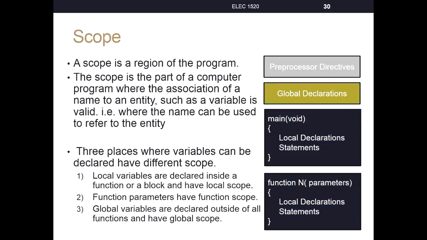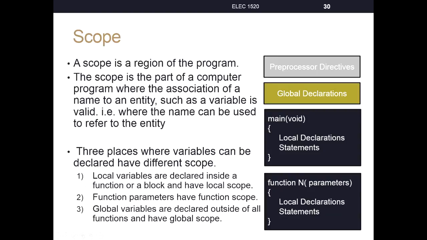Scope. All right, scope refers to where we can use a variable. So a scope is a region of a program. And if we were to declare variables outside here, global variables, global actually refers to the fact that we can access these variables anywhere within our source code from the time they were declared in here. So the scope has to do with where we can use them.